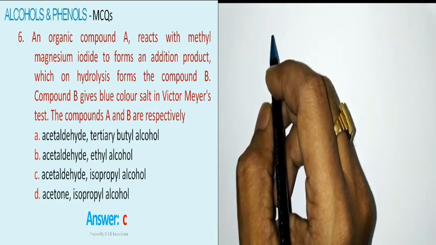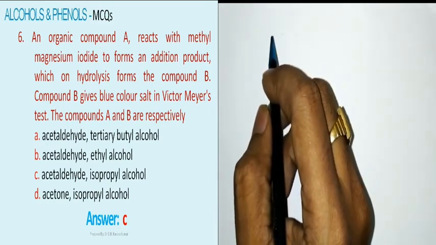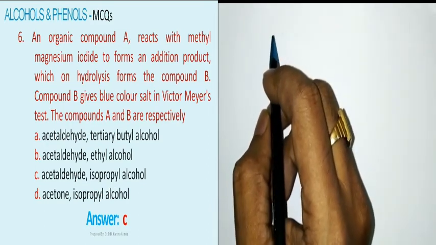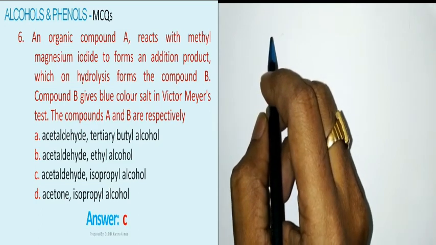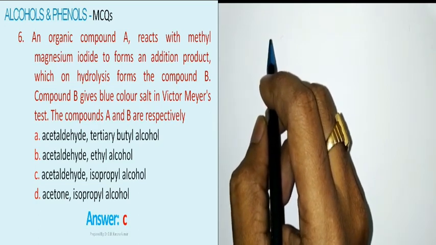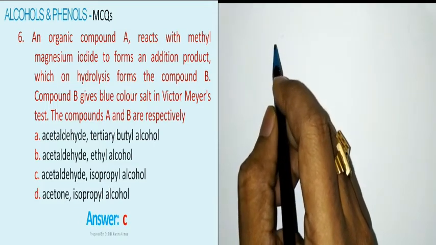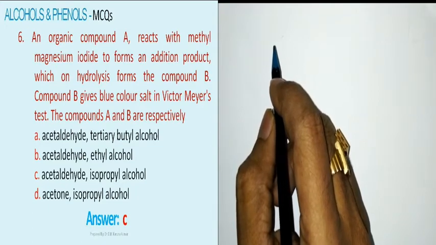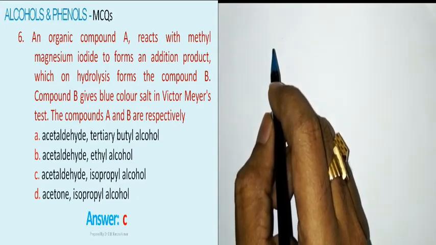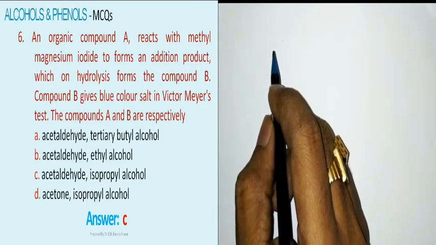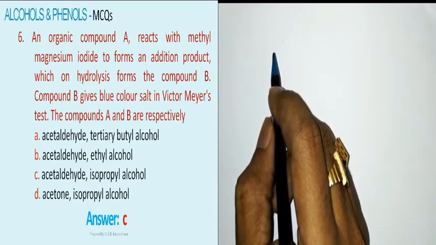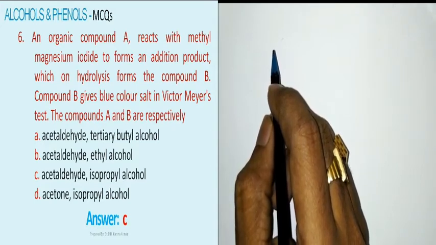So in question number 6, he says an organic compound reacts with methyl magnesium iodide to form an addition product. Once you look at the options, in all the options he gave either acetaldehyde or acetone. Therefore, the organic compound A must be either acetaldehyde or acetone. We all know very well aldehydes on treatment with Grignard reagent followed by hydrolysis will give either primary alcohols or secondary alcohols, whereas ketones will give tertiary alcohols.